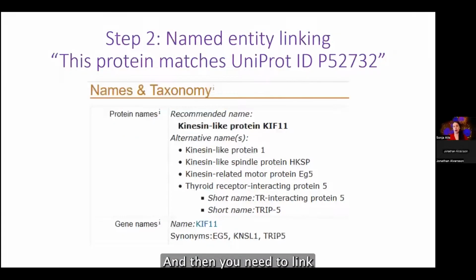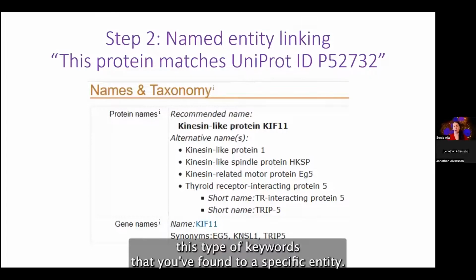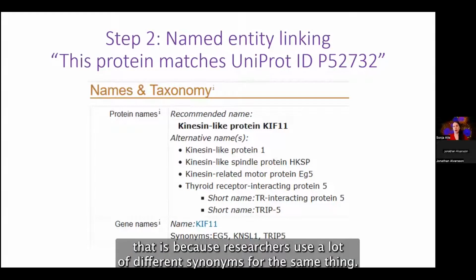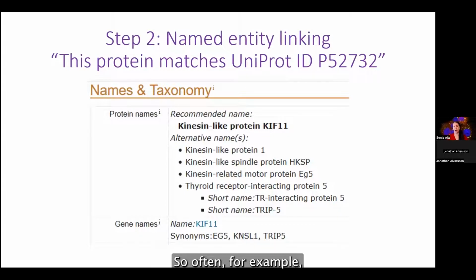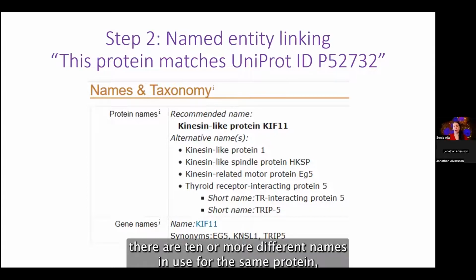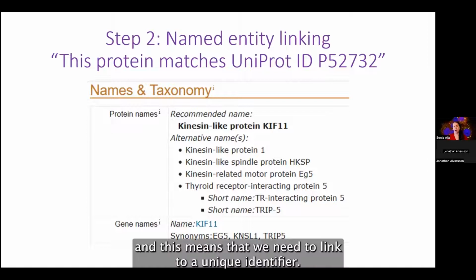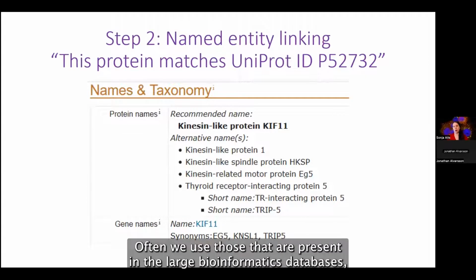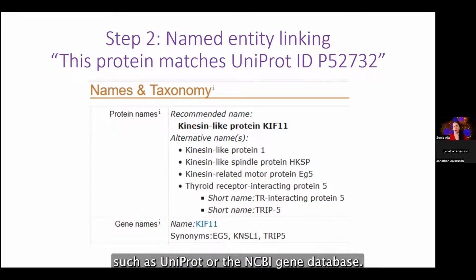And then you need to link these keywords that you found to a specific entity. The reason we need that is because researchers use a lot of different synonyms for the same thing. Often, for example, there are 10 or more different names in use for the same protein. This means that we need to link to a unique identifier. Often we use those that are present in the large bioinformatics databases, such as UniProt or the NCBI gene database.